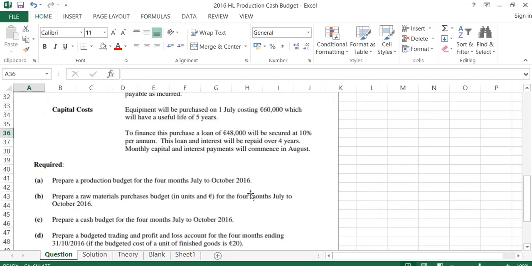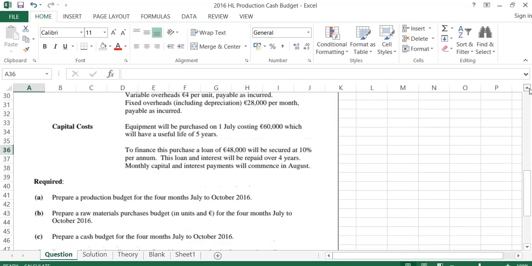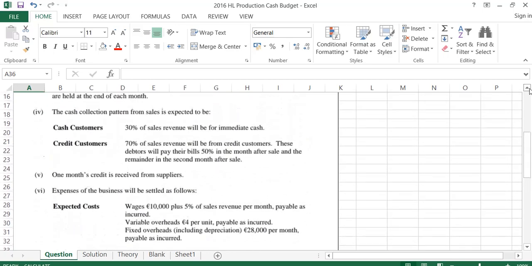So in the question, it says that the cash collection pattern for sales is expected to be, so 30% of sales revenue will be for cash, you'll get that straight away. The other 70% will be on credit, and of that 70%, 50% will pay in the month after sale, and the remainder, the other 50%, will pay in the second month after sale.